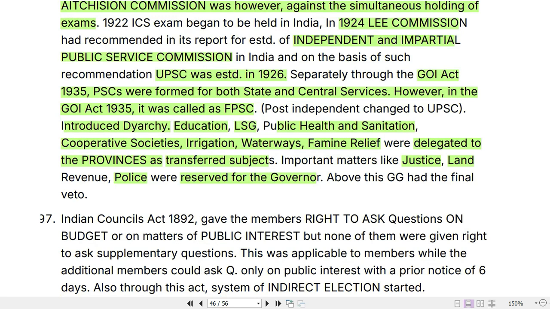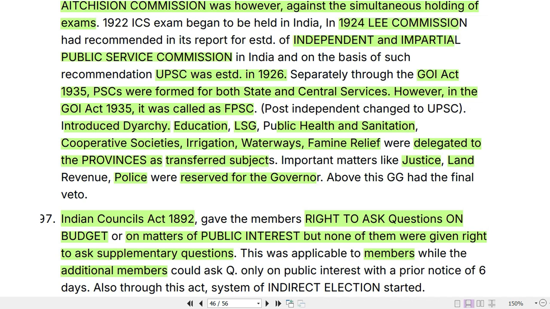Now, इसके बाद Indian Councils Act आया 1892 में. It gave the members the right to ask questions on budget or on matters of public interest, but none of them were given the right to ask supplementary questions. This was applicable to members, while additional members could ask questions only on public interest with a prior notice of 6 days. So, एक हो गए members और एक हो गया additional members.